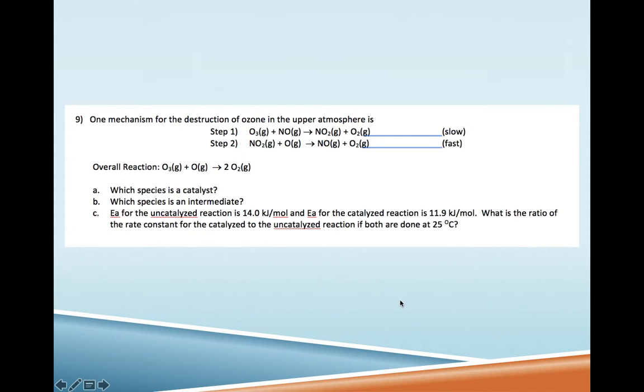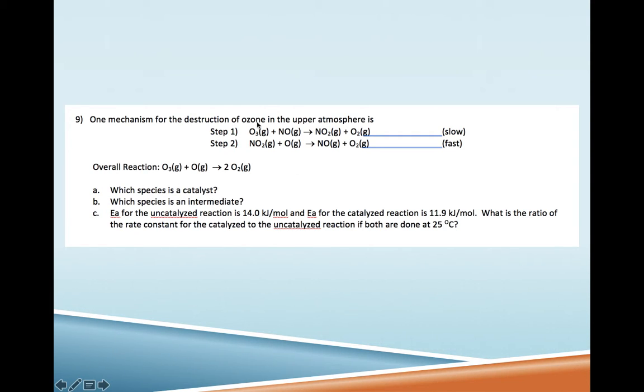Here's a little practice problem for you. If you think about what we talked about previously with our mechanisms, we've got a two-step reaction going here where the first step is a slow step, or the rate determining step. There's a couple pieces here that we can start to look at.